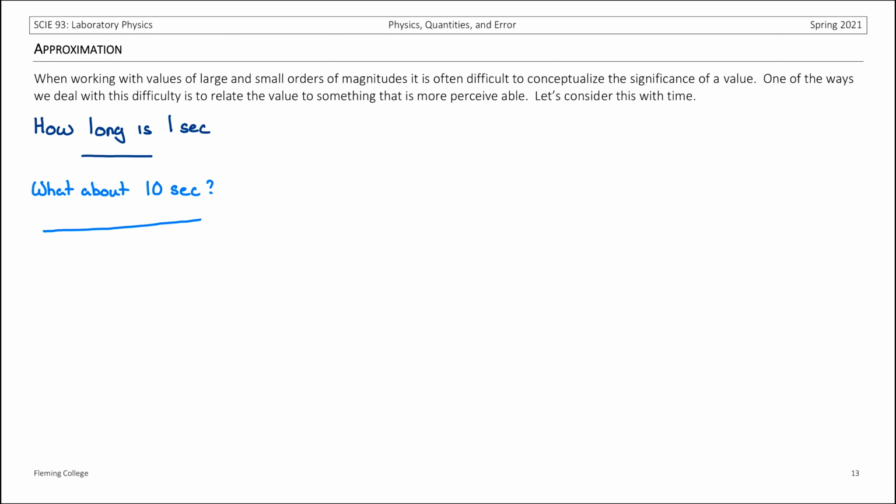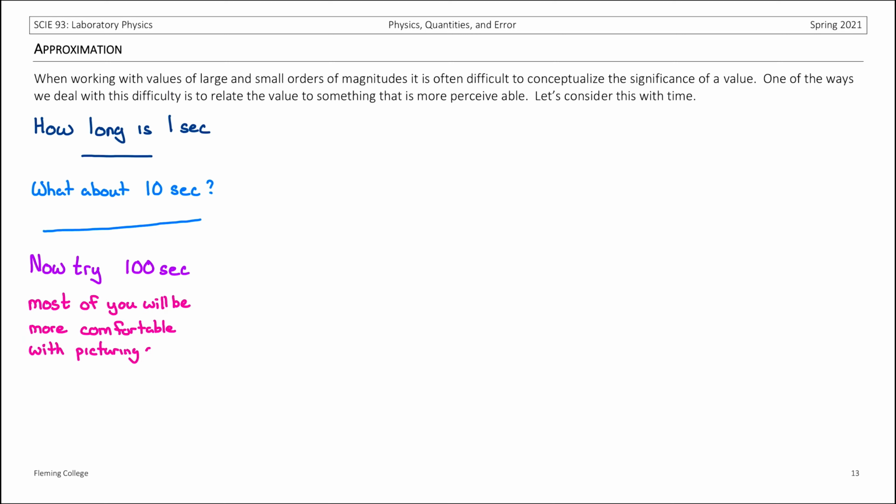Let's jump another order of 10. And we're trying 100 seconds now. I'm not going to make you wait, but many of you would probably be more comfortable trying to figure out this time scale in minutes than 100 seconds, and it's approximately 2 minutes. Let's do some more approximations continuing up. Let's look at 10 to the 3 seconds, or 1,000 seconds. How long is that? Well, it's approximately 16 minutes.